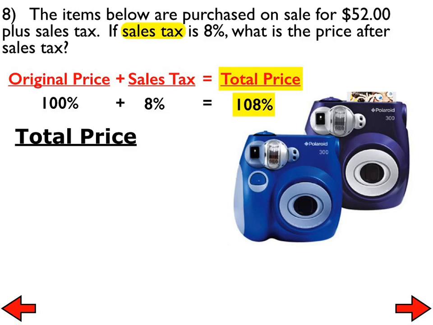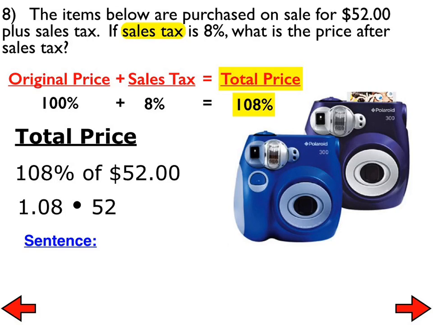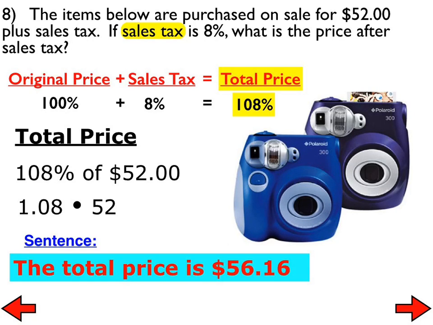So we're finding 108% of $52. If you used a proportion, 108 over 100, because the percent over 100 equals the part over the whole, so that would be equal to X over 52. But regardless of the method, the total price should be $56.16.